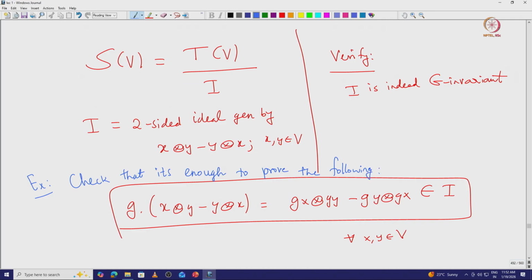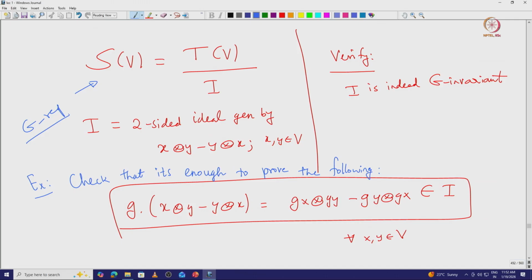And which is easy to verify. So, that makes this S(V), the quotient T(V) by I, a G-invariant space, sorry, a G representation. So, S(V) is indeed a G representation.